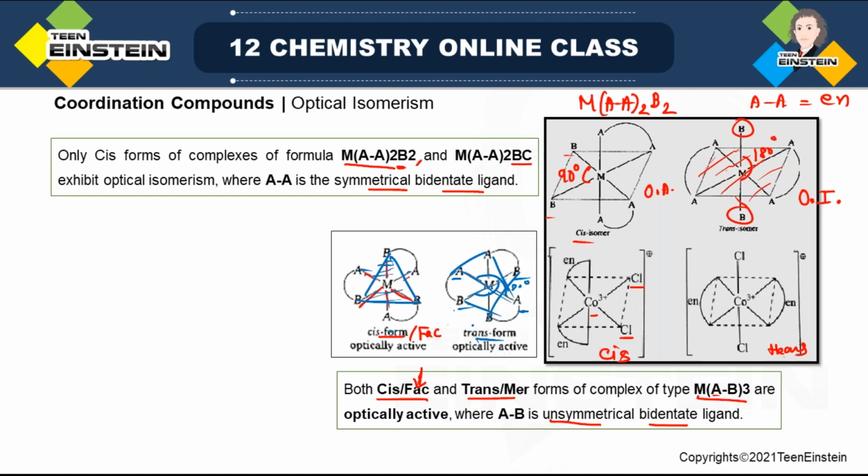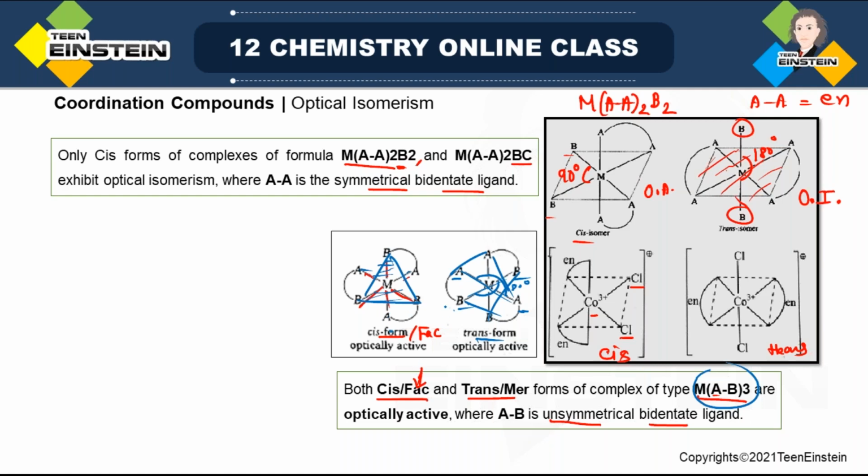So that is why it is meridional. And what is facial, what is meridional, that is already discussed in the previous class. So I'm not going into details about the features of facial and meridional, because that is already done. I'm just trying to say here that if you have this type of formula MAB3, where AB is an unsymmetrical bidentate ligand, then both the cis form as well as the trans form will be optically active.